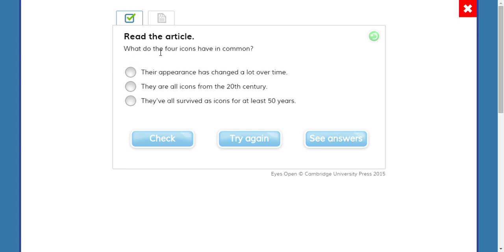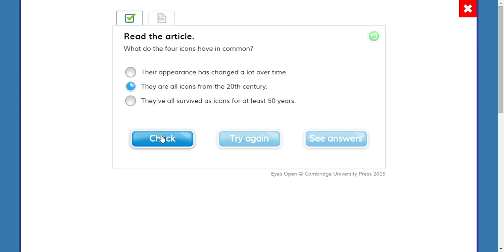What do the 4 icons have in common? The appearance has changed a lot over time. Possibility number 1. They are all icons from the 20th century. Another possibility. They've all survived as icons for the last 50 years. Okay, what's your possibility? Number 1, 2, or 3? Number 2. Okay, let's check.